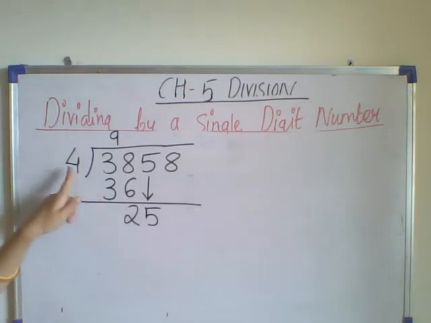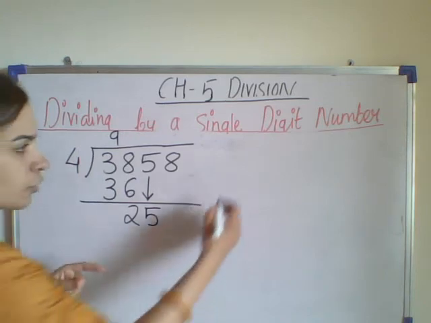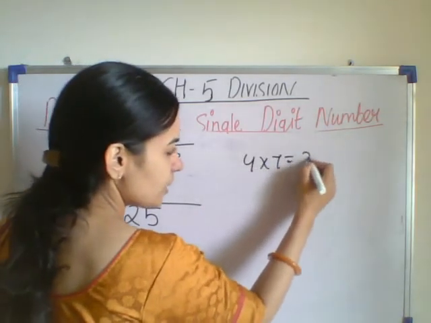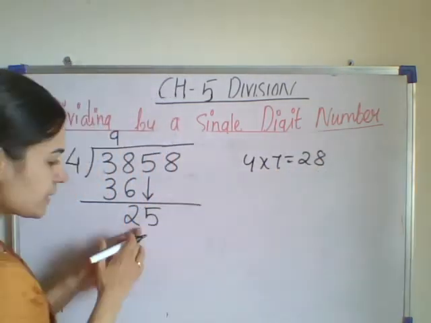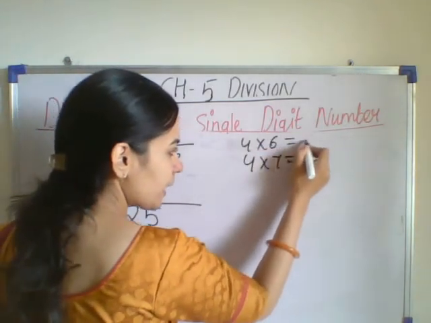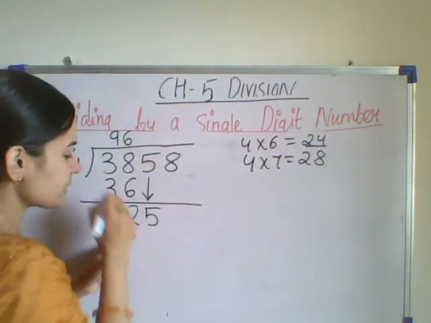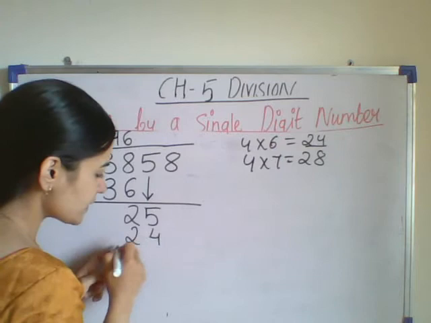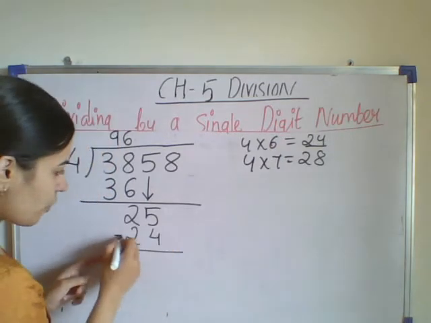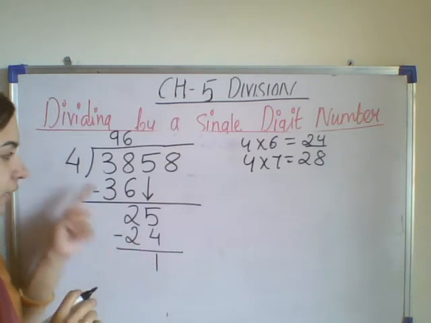Now 4 6s are 24 and 4 7s are 28. As 28 is greater than 25, we will be considering 4 multiplied by 6, that is 24. So here I will be writing 6. Here I will be writing 24. 5 minus 4 is 1. So 1 again is smaller than 4.